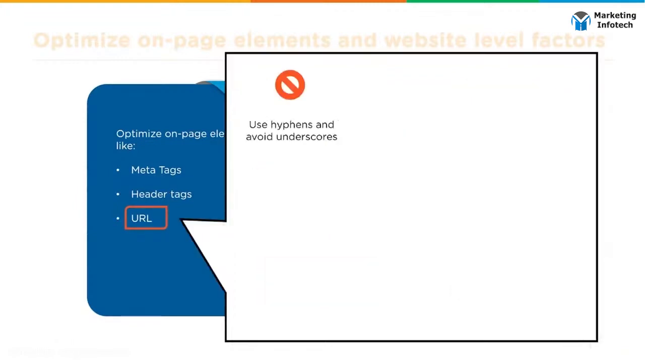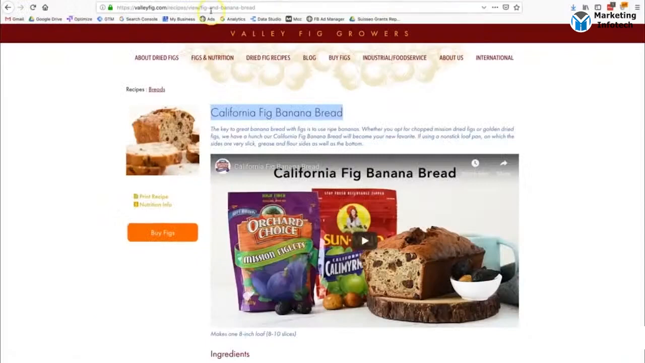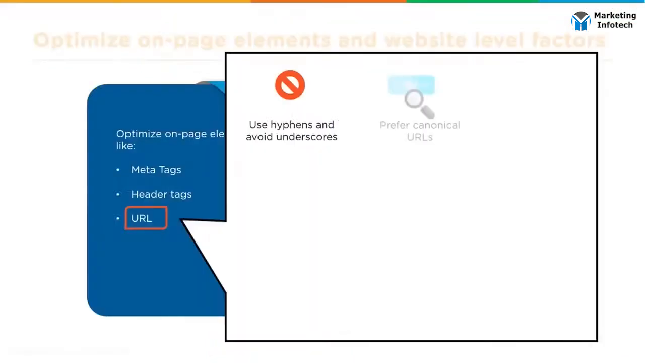So when it comes to URLs, we want to use hyphens and avoid underscores. So if we look at this URL here, this uses hyphens, fig and banana bread. So it's all broken up with hyphens. That's a best practice.